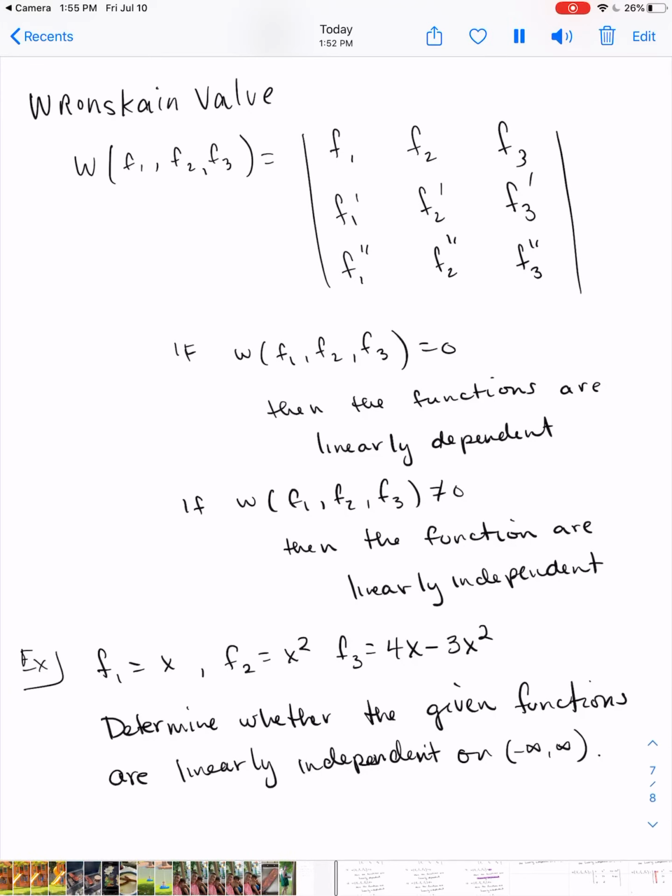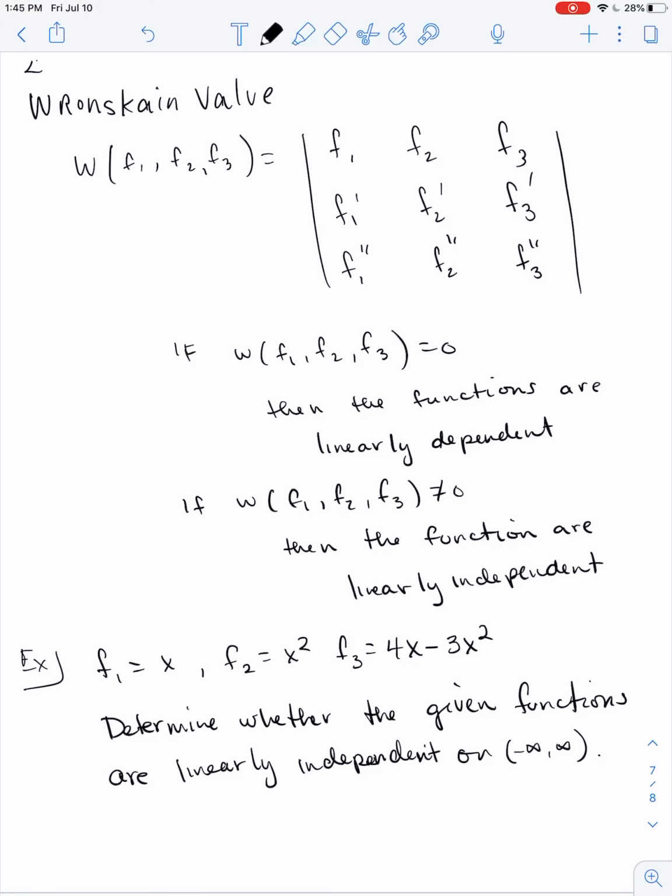Okay, guys, so another thing in 4.1 is called the Wronskian value. And I'll go over this whole matrix setup, but this is kind of like from linear algebra. They're going to ask, is a family of functions linearly independent?